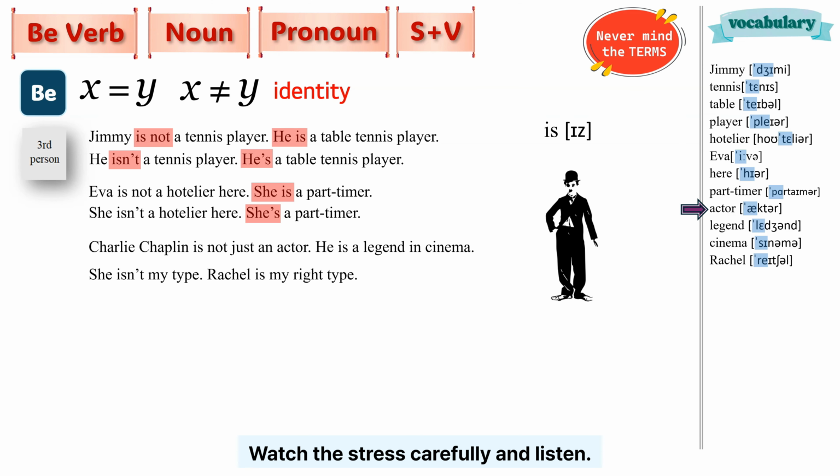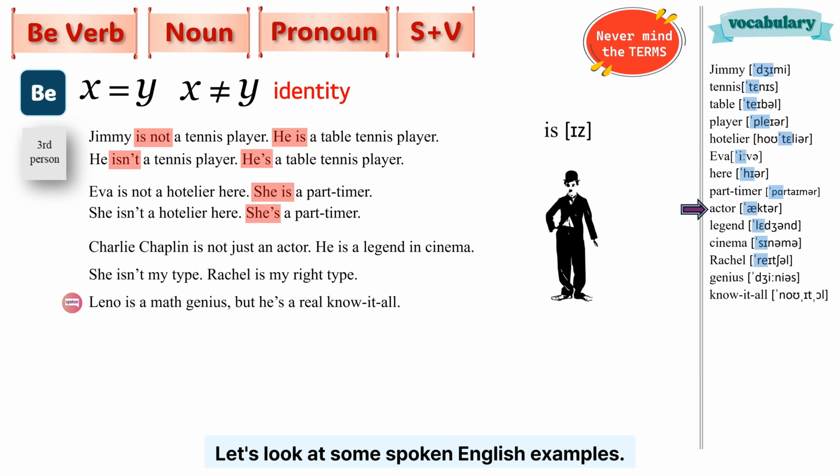Watch the stress carefully and listen. Charlie Chaplin is not just an actor. He is a legend in cinema. She isn't my type. Rachel is my right type. Let's look at some spoken English examples.